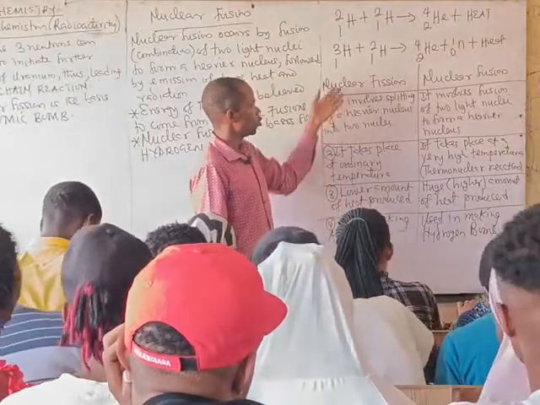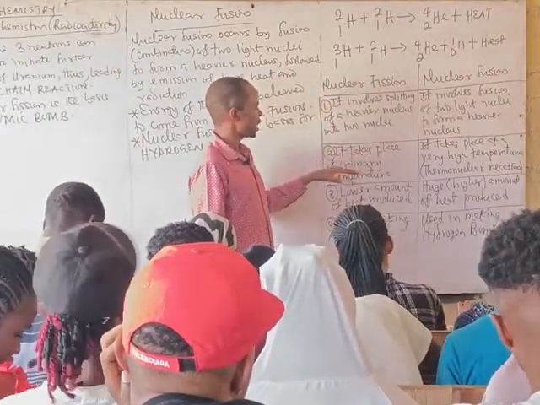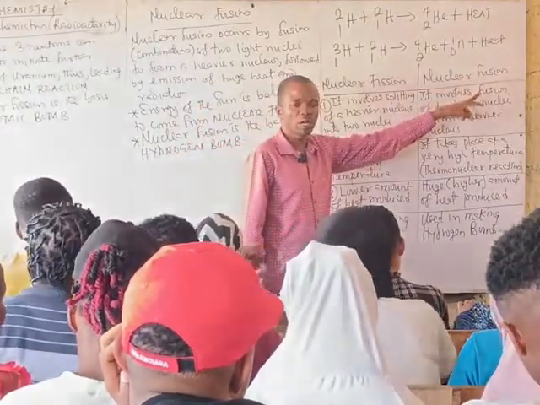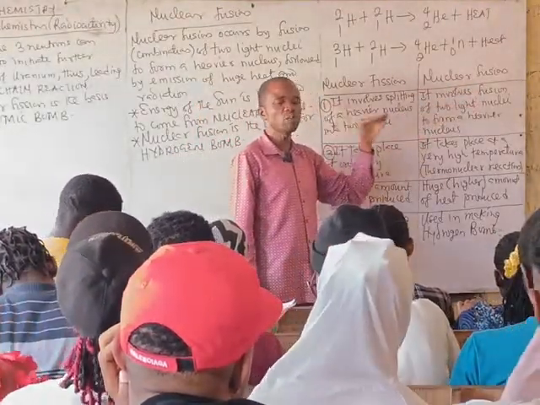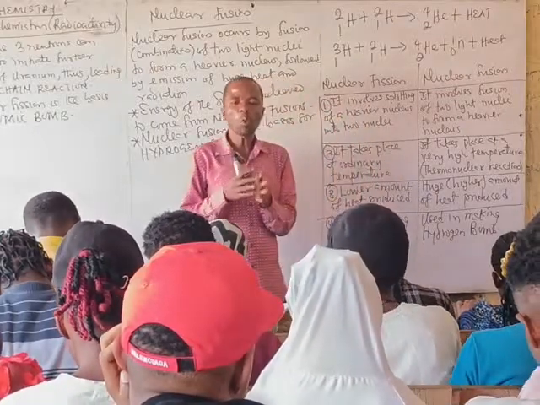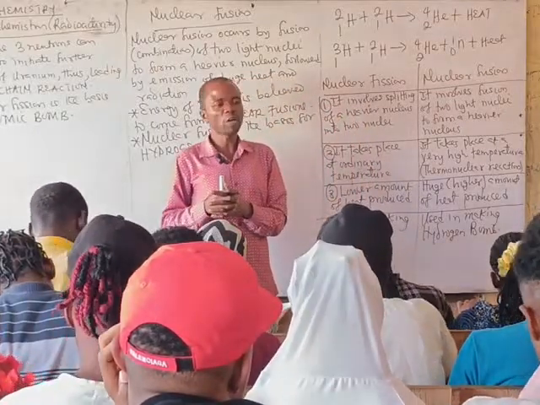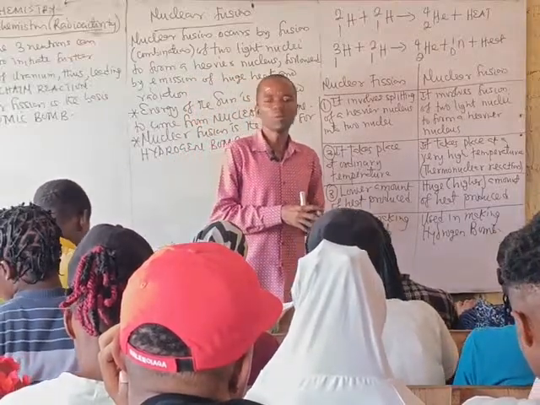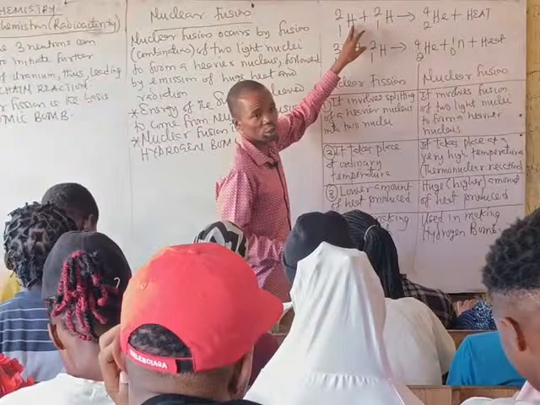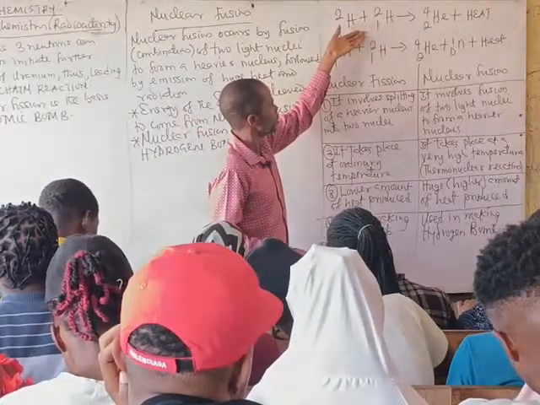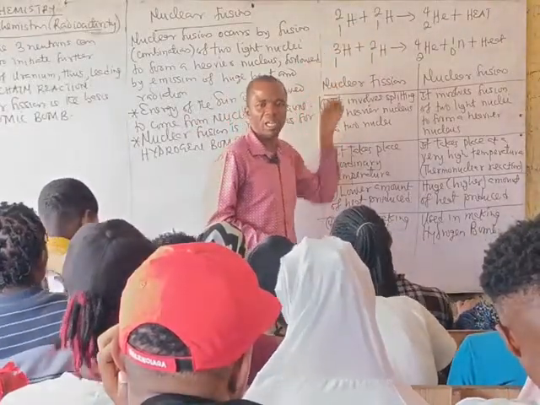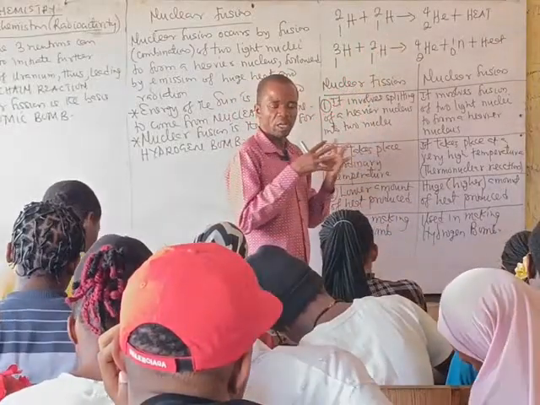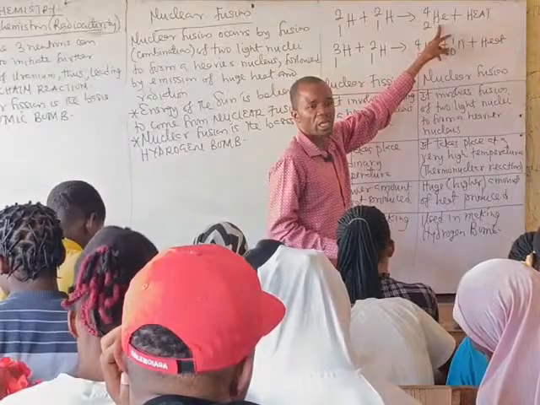Number two, nuclear fission can take place at ordinary temperature. However, nuclear fusion, on the other hand, takes place at extremely high temperature. It requires a high amount of temperature. And you might want to ask, why does it need a high amount of temperature? Don't forget, let's look at this. I told you that this equation here represents nuclear fusion, when two deuterium atoms are brought together, fused together to produce a helium atom.